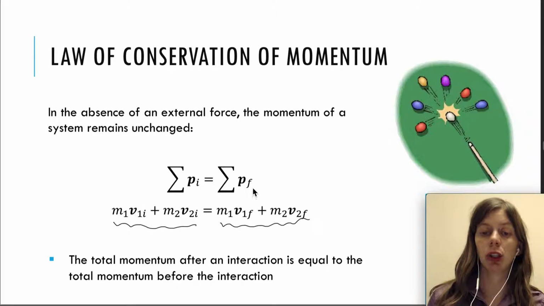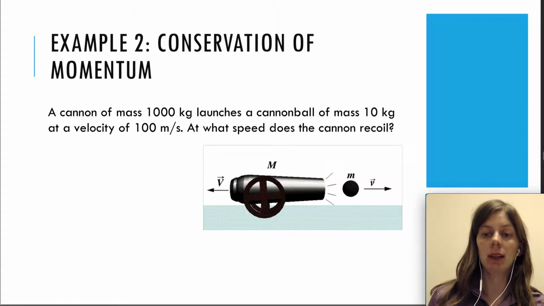Your book does a good job doing that, so I'll skip that and we'll just use this law. We don't have to worry about deriving it. So the total momentum after an interaction is equal to the total momentum before the interaction. That's what this law is saying. So let's take a look at how to use it.